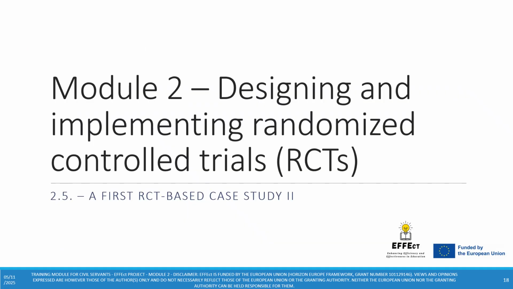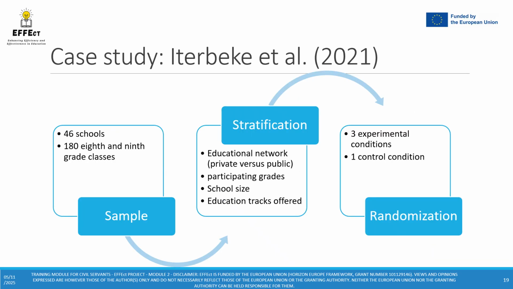Dear participants, welcome to submodule 2.5, in which we'll continue our RCT-based case study by having a more detailed look at the empirical strategy used by Dr. Terbeke, Professor de Witte, and Professor Schelfhout. What Dr. Terbeke and her colleagues actually did was that, based on a sample with 46 schools and 118 8th and 9th grade classes, they stratified based on the educational network, participating grades, school size, and the education tracks offered, and then assigned the participants to 3 experimental conditions or 3 treatment conditions and 1 control condition.